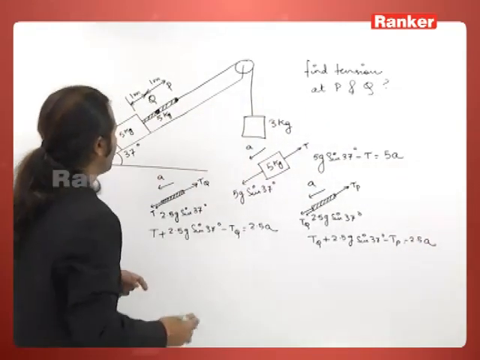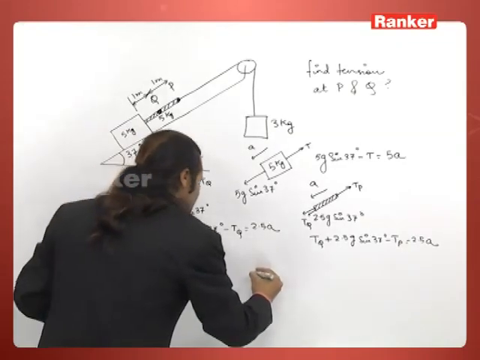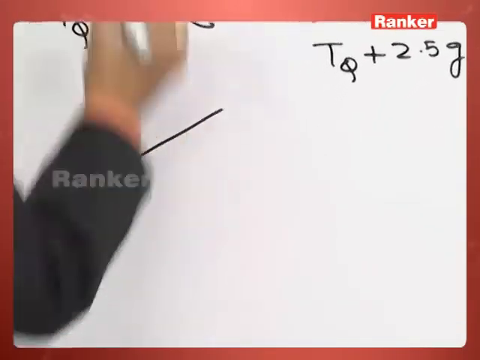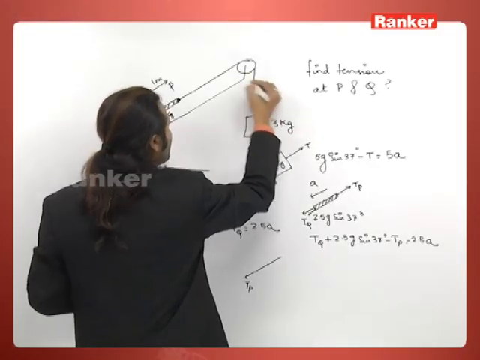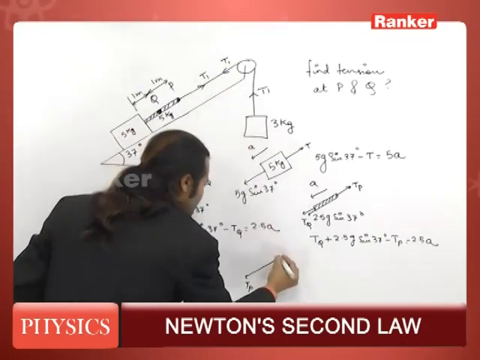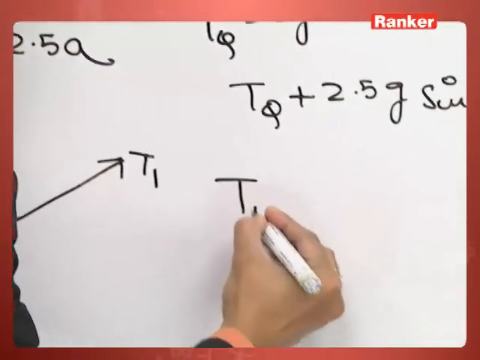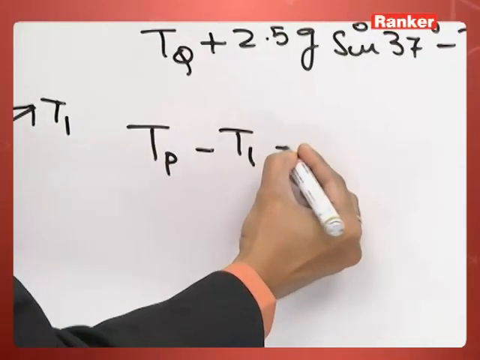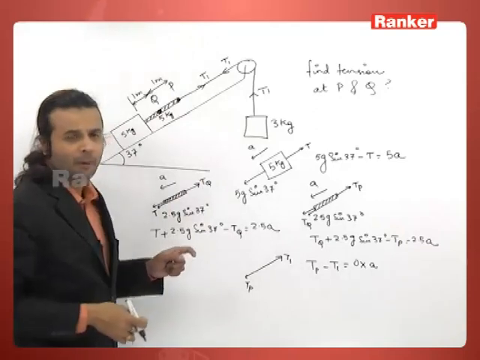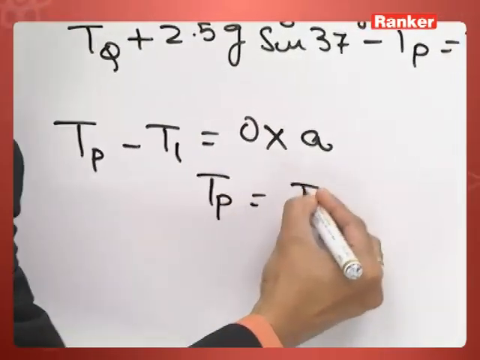One equation. Now I take this string. Here it is TP. Let the tensile force here be T1. So I can write TP minus T1 is equal to 0 into a, because this string is massless. So here I write TP is equal to T1.